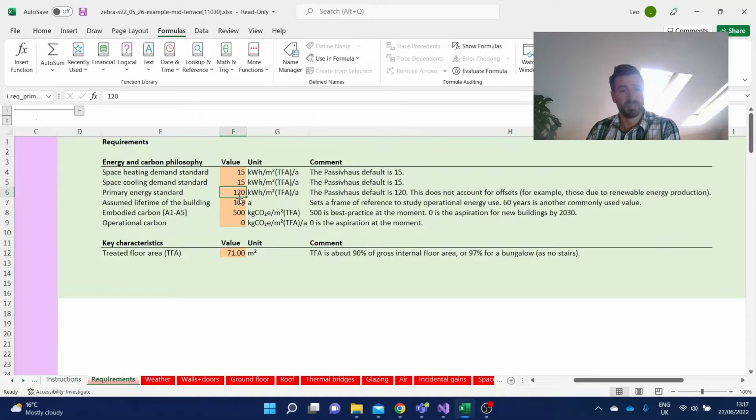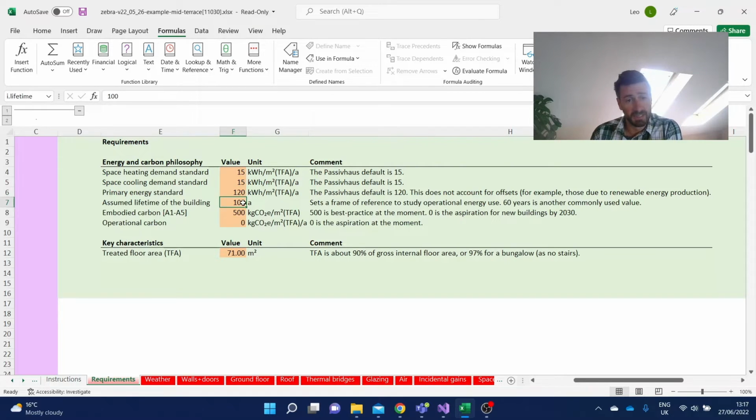The primary energy standard is the maximum total energy we can use to run the building. Now this excludes any offsets. So if we have PV panels, this doesn't go into this. It's a gross energy. And it also includes any upstream energy used to generate the energy. So if we're talking about electricity, for instance, it will include the energy required to extract the fuel, the energy used to turn that fuel into useful electricity.